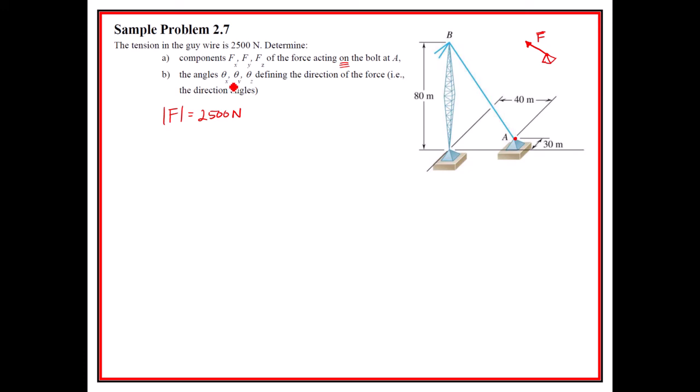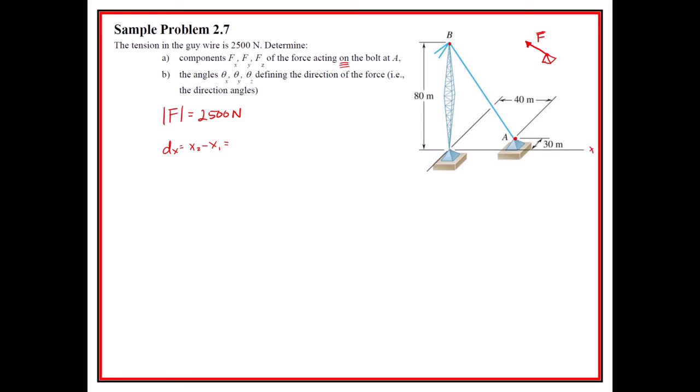We also want to find theta x, theta y, and theta z. So these are going to be the direction cosines, i.e. the direction angles. So what we want to do is start out by finding the distances between here. So let's define them. Let's say dx is equal to x2 minus x1. So what is x2? x2 is actually going to be 0, right?